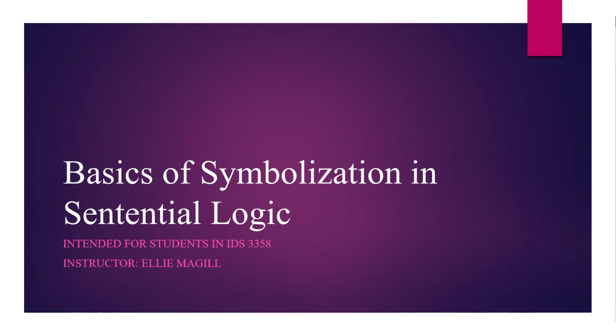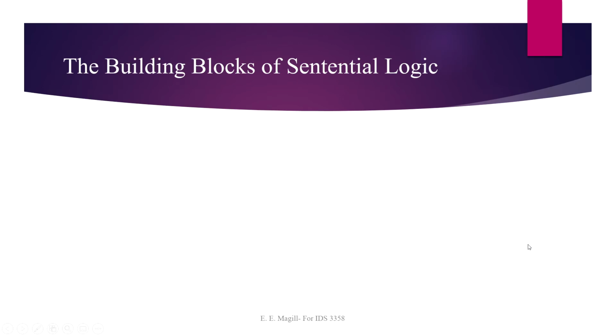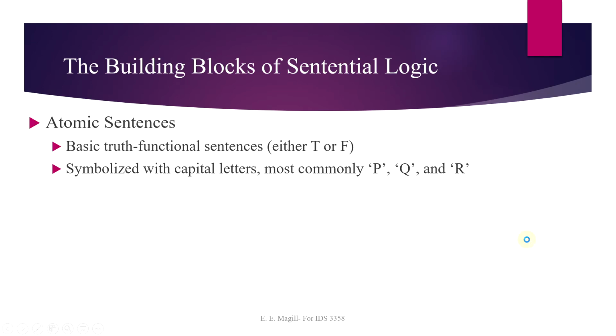In the first set of lessons, we covered the basics of deductive reasoning and the logical properties of sentences, sets of sentences, and arguments. Now we're going to begin working on how to symbolize and assess them in the formal first-order system of sentential logic, which is often also called propositional logic. And it's called sentential logic because the most basic units of the system are entire truth functional sentences symbolized with a capital letter. We call these atomic sentences.